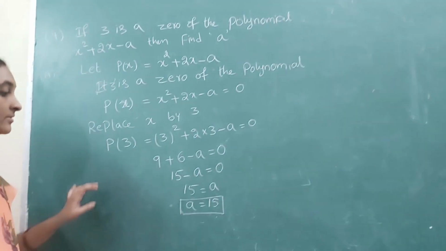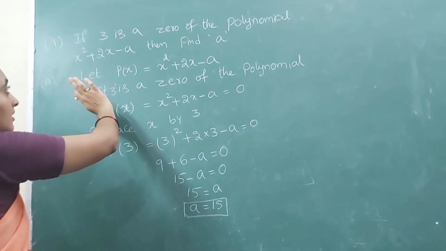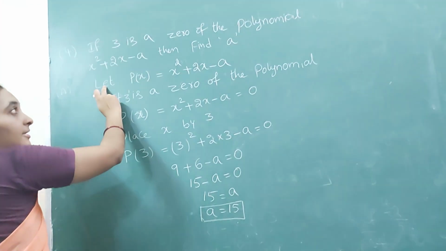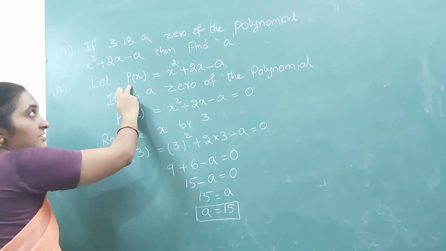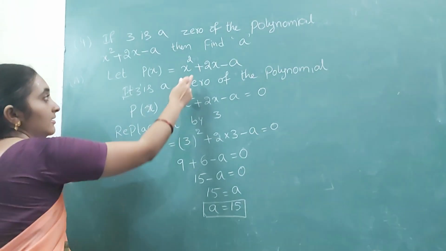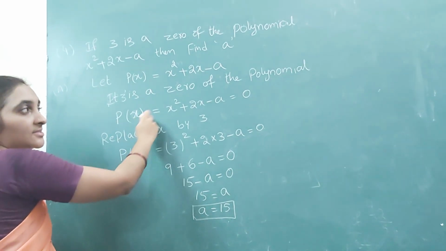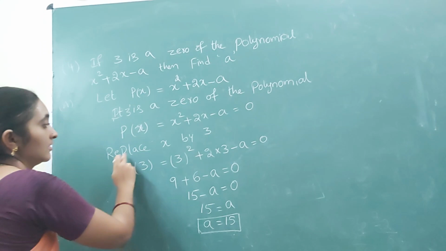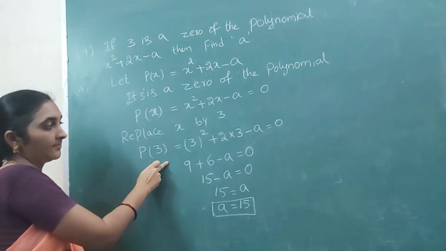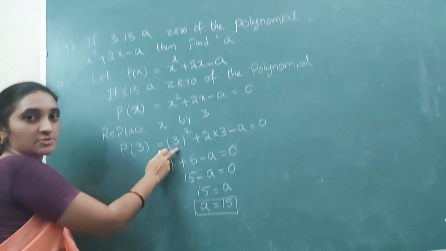I will explain once again. First, 3 is a zero of the polynomial x squared plus 2x minus a, then find a. Let p of x be the given polynomial. Let p of x is equal to x squared plus 2x minus a. 3 is a zero of the polynomial, so it is equal to 0 first. Then we replace x by 3. That means p of 3, we substitute 3 in place of x in this polynomial.